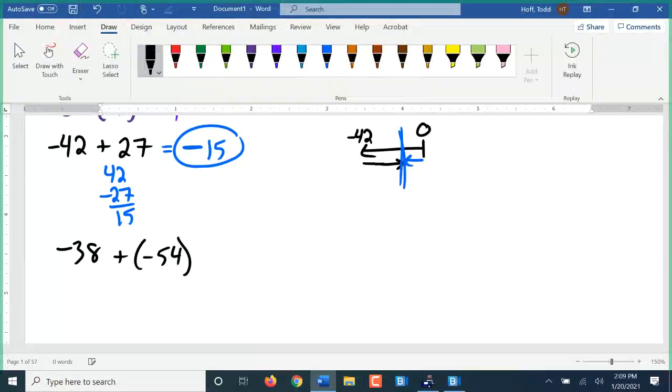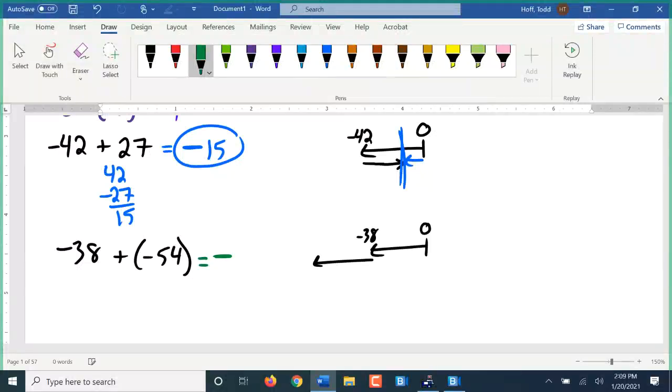I might have a negative 38 plus a negative 54. So again, I picture a 0. Negative 38 goes in the negative direction. Well, negative 54 also goes in the negative direction. So again, this picture tells me two things. My answer is obviously on the negative side, since everything's going in the negative direction.